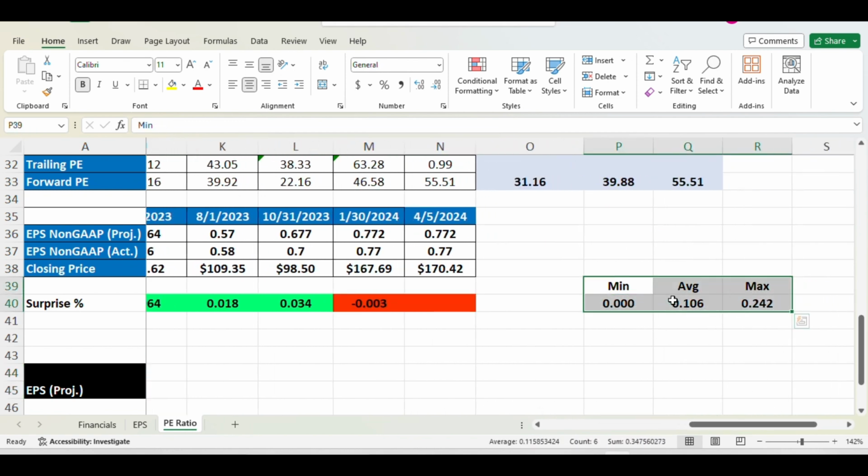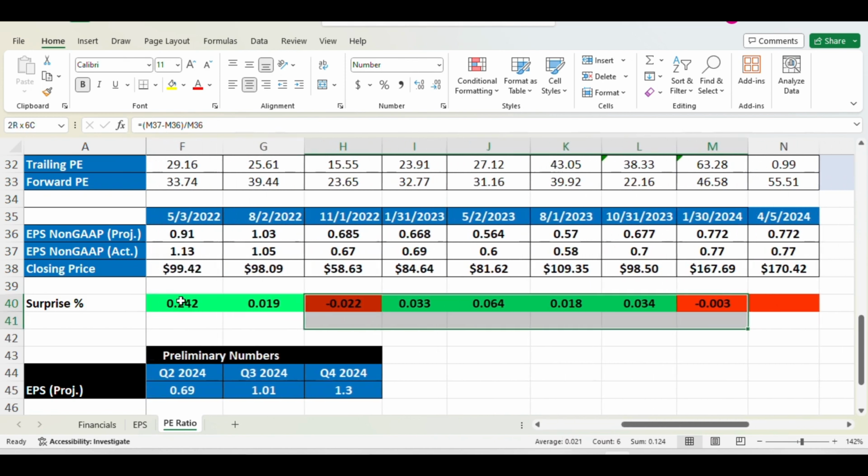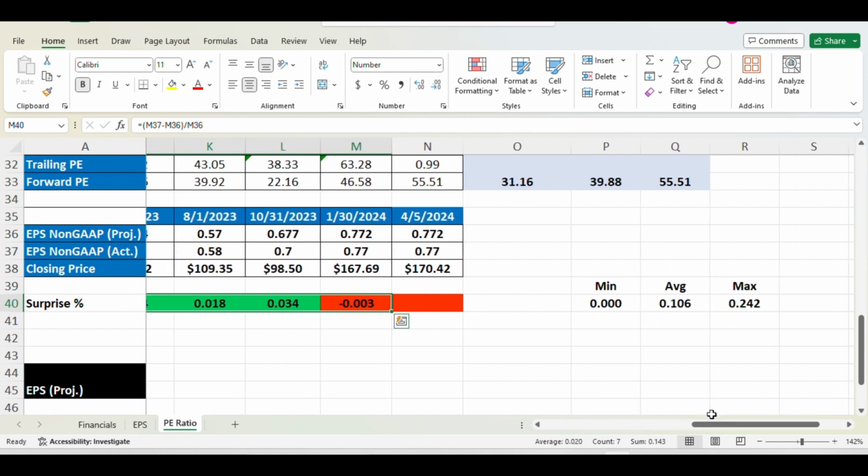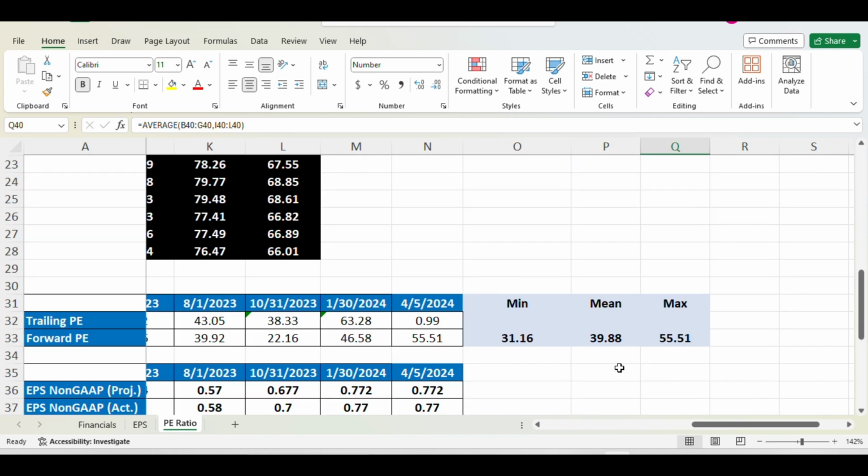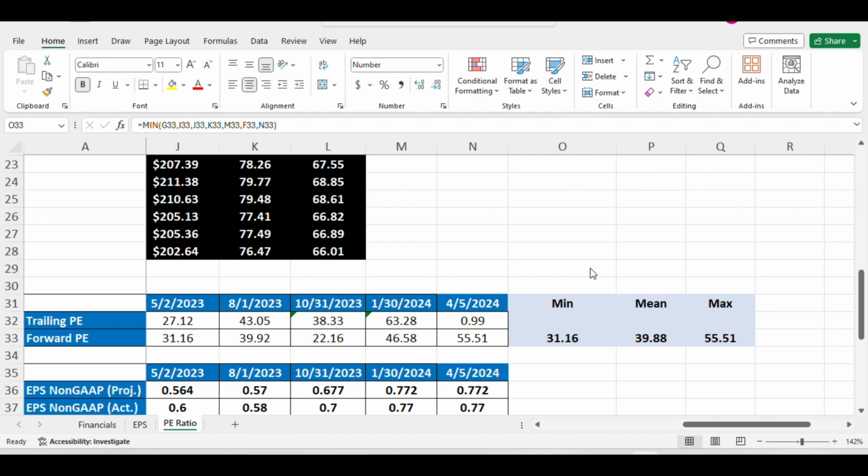And here I'm trying to calculate the minimum, average and the maximum earning surprise for last 12 quarters. For the minimum, I'm putting 0 because there are some negative earning surprise. So I don't want to use negative because that will mess up my calculation. And also I have minimum, mean and the maximum forward PE for last 7 quarters because they are most relevant.